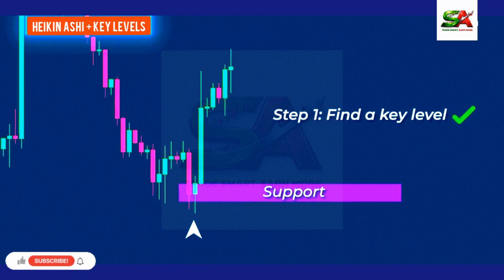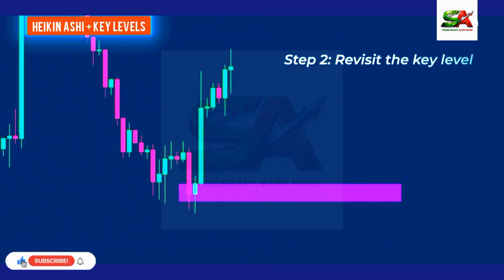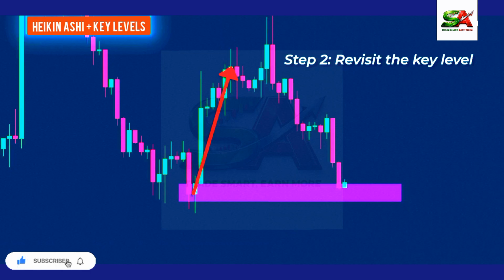So, once a key level is identified, the next step is to wait for price to revisit that same key level. Like this. Now, since price has bounced off this level in the past, there's a good chance that it might bounce again due to the buying pressure on this support zone, which means we can potentially look for a buy setup here. But of course, we can't just enter immediately because there's always a chance that the support level doesn't hold and price might break through it instead.